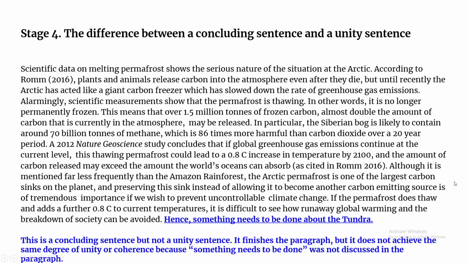Let's have a look at an example of a sentence that does not conclude the paragraph by giving it unity. So it's the same paragraph we looked at before. Here the writer says something needs to be done about the tundra. So here the writer writes a concluding sentence. They add an extra sentence at the end of the paragraph. It finishes or completes the paragraph, but there is no unity here because in the paragraph, the writer did not discuss what needs to be done. The writer did not discuss solutions. They did not discuss responses.